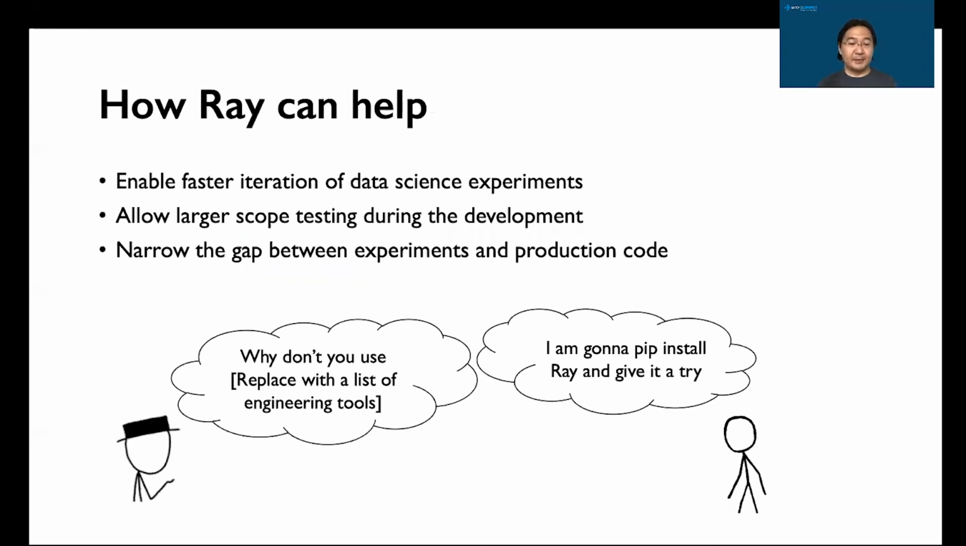And as I mentioned, if you just ask data scientists to simply try Ray, it enables faster iteration, and it also allows larger scope testing during development. And that can be really helpful. In the early days at Primary AI, we had about 2.5 full stack data scientists and data engineers just using Ray. That actually helped us reduce the pipeline running time by more than half, with just a few days of work, really. So that can be really beneficial, especially in a startup with a fast iteration fashion.